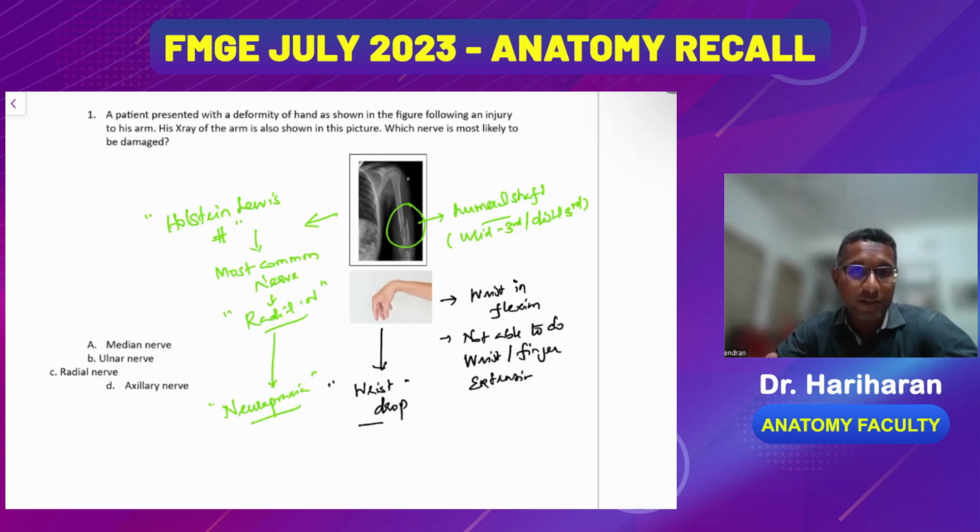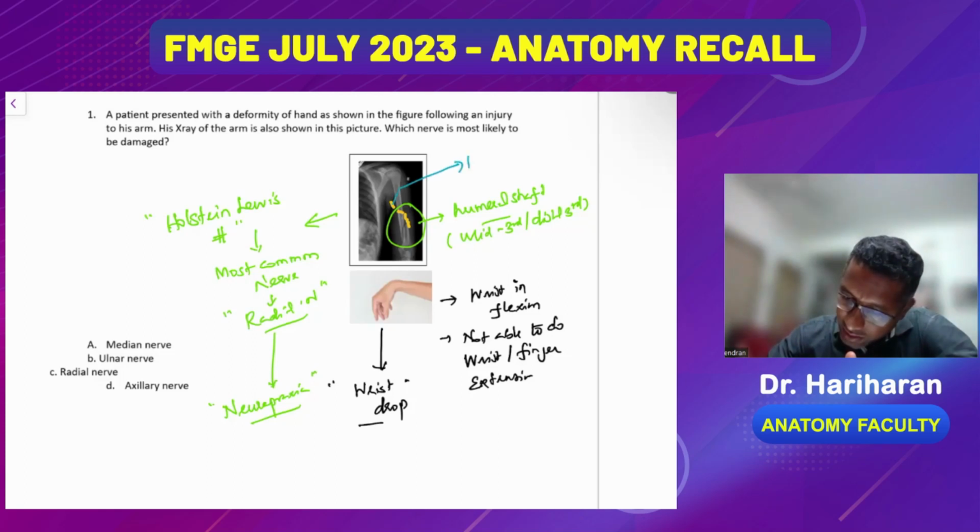Please guys, have a clear picture about this area. Frequent questions come from this area. Whenever there is a Holstein-Lewis fracture, or whenever there is a humeral shaft fracture, the nerve that runs close to it, behind in the spiral groove, is the radial nerve. So what is this nerve?